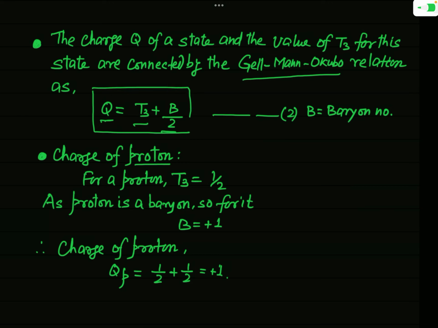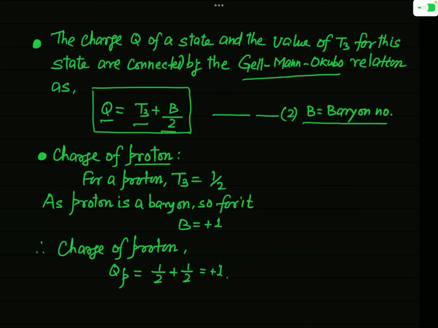Remember this formula. This is very important to get the value of the charge of a particle from the concept of this third component of the isospin quantum number. You should use this formula. Here, this B is called the baryon number. This is another important quantum number, and you have studied this baryon number in very detail in the previous lecture.